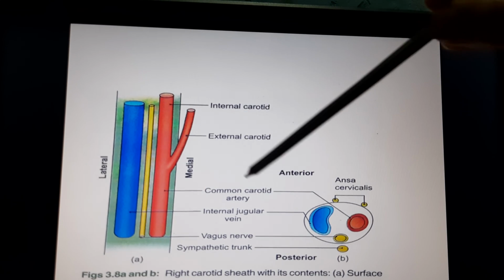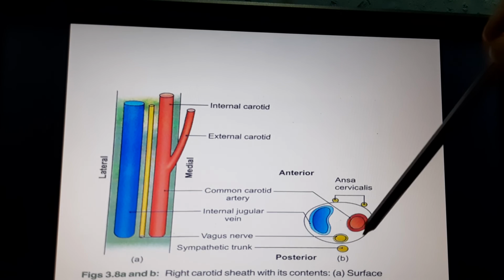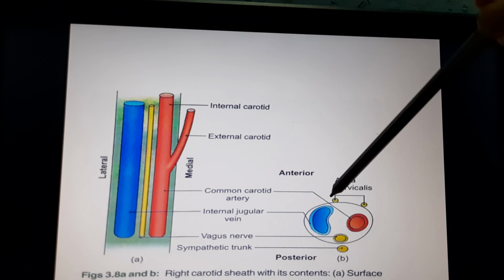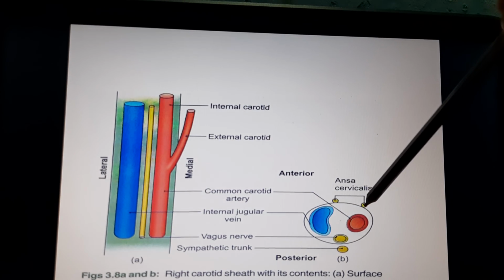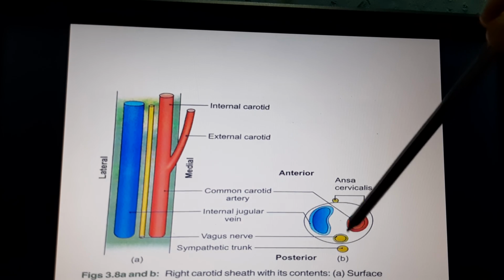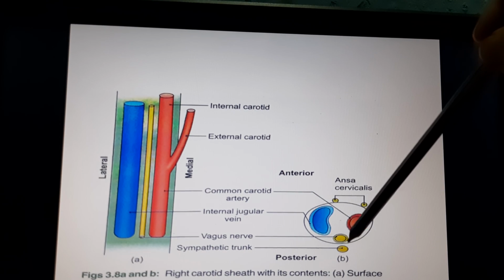So you can see here the ansa cervicalis is embedded in the anterior wall of the carotid sheath, and posteriorly we get the sympathetic trunk.